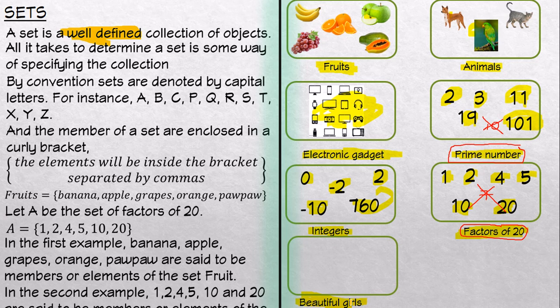Because when we talk of a set, it should be generally accepted. Wherever you go, everybody is going to testify to the fact that all these things over here are fruits, right? Everything over here is a fruit. Everybody is going to testify to the fact that everything over here is an animal. But if you want to talk of beautiful girls, there are people who would challenge your opinion. So it means that we cannot have such a set.